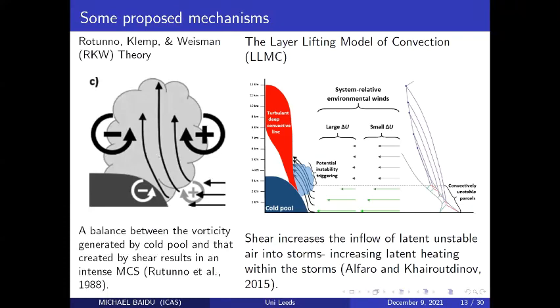A more recent work by Alfaro introduced a thermodynamic component of the effect of shear. In his idealized study, he compared different amounts of shear, small shear and then large shear. And then he showed that a stronger shear results in an increase in the inflow of convectively unstable air into the storms. And this results in strong latent heating, and that is why shear results in intense storms.